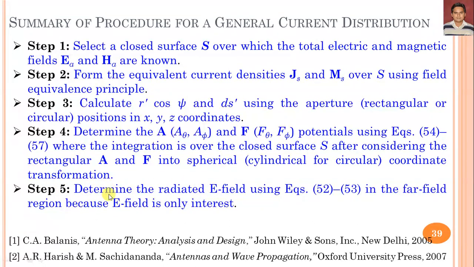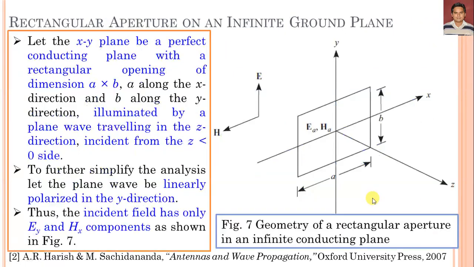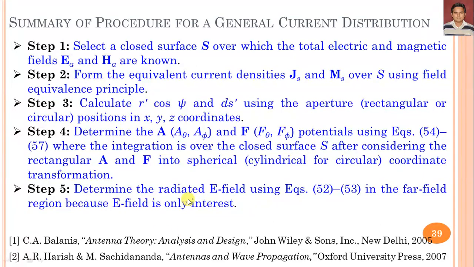In step 5, determine the radiated E field using equations 52 and 53 in the far field region, because the E field is our only interest for showing the radiation characteristics of the aperture antenna. So by using equations 52 and 53, you can calculate the E field components. So this is the 5-step procedure. By using this 5-step procedure, you can solve a rectangular or circular aperture problem in free space or over the infinite ground plane.